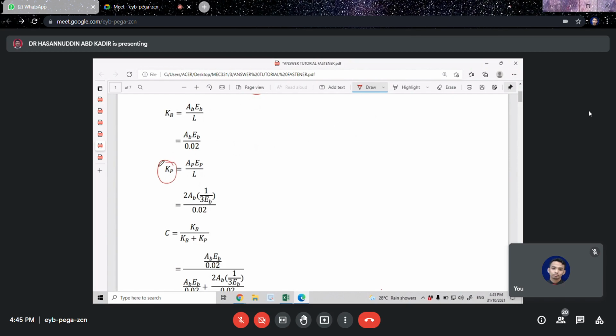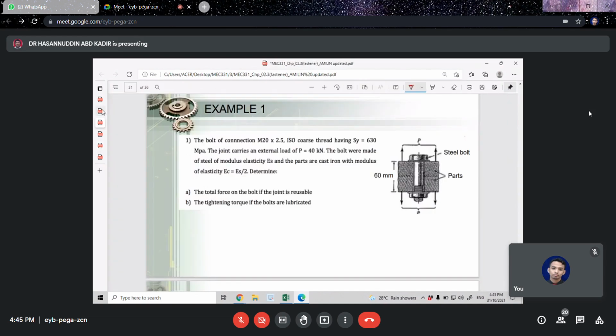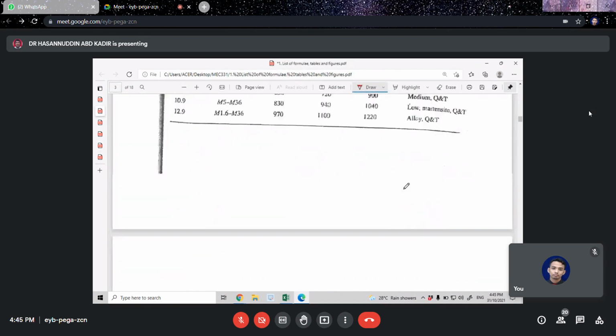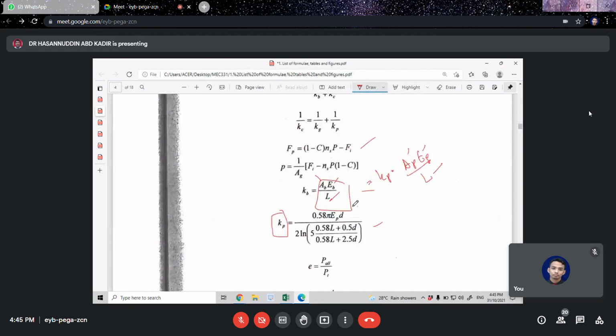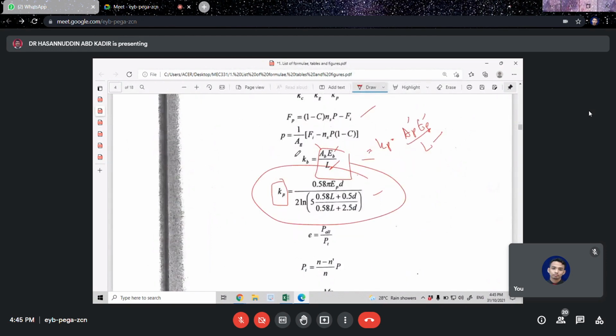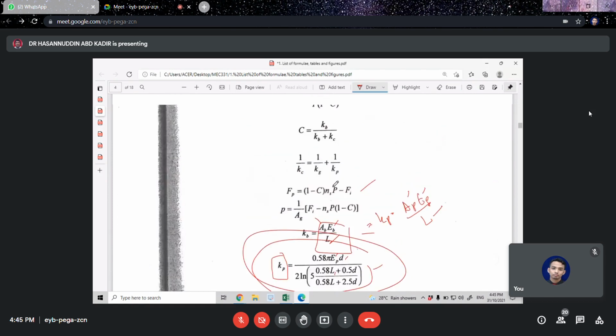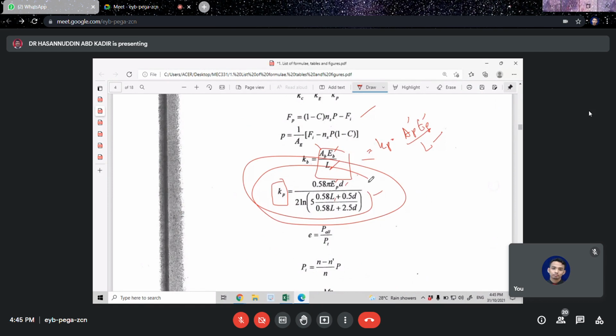So let's say for KP, if you don't get the value of FAP, please use another formula. Please use another formula. There must be D or E or the length given to you, basically. Or they can give it directly. No need to struggle with this one.